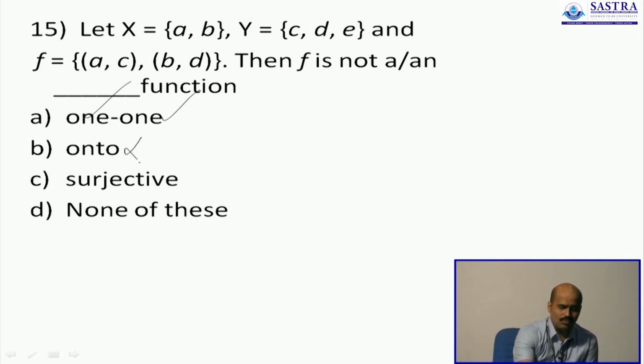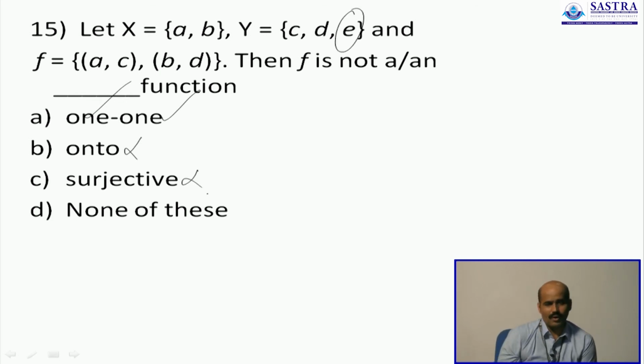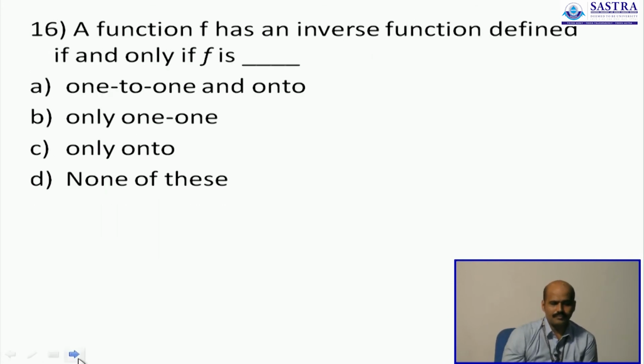Is it onto? It's not onto again, because E doesn't have any pre-image. And is it surjective? Because both these are one and the same. Surjective is the other name that you give to an onto function. That's also incorrect. None of these also doesn't match the requirements, because it is in fact an onto function.